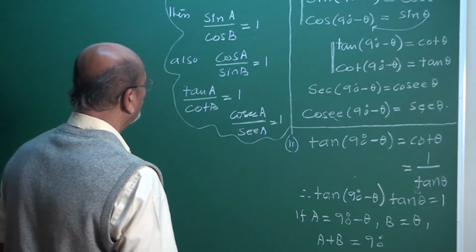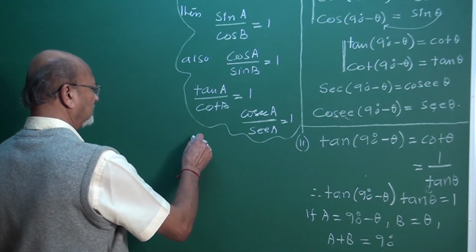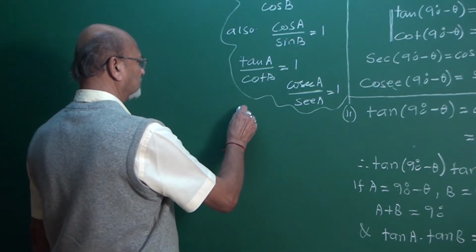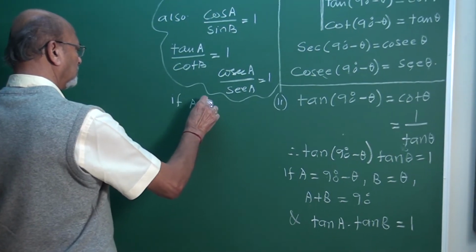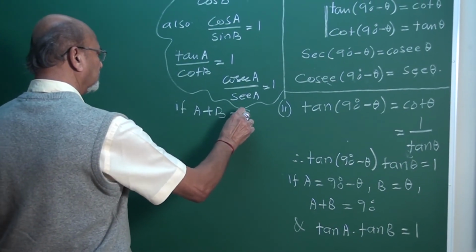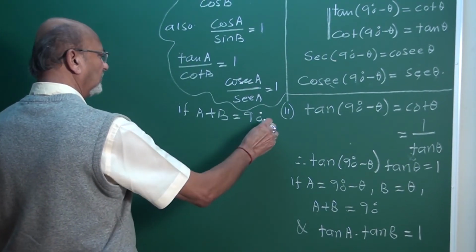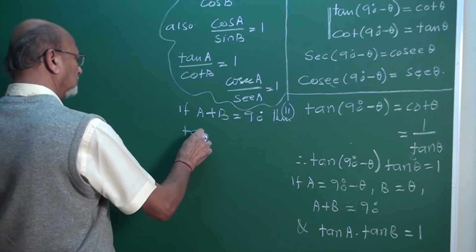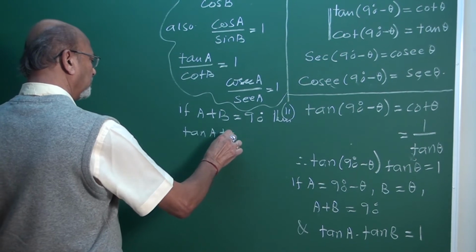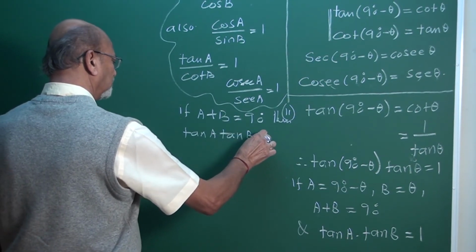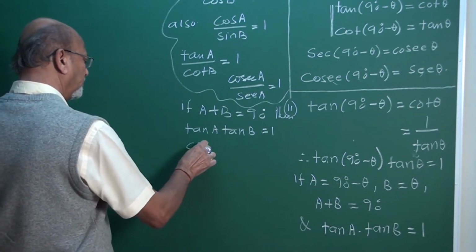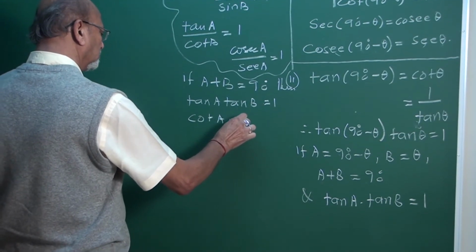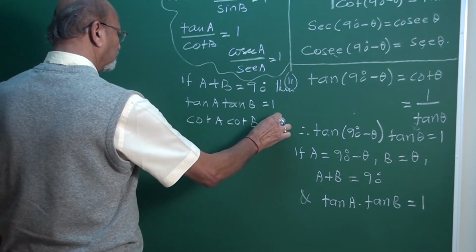Therefore, my friends, the second result is, if A plus B is 90 degrees, then first, tan A into tan B is 1. And even cot A into cot B is 1.